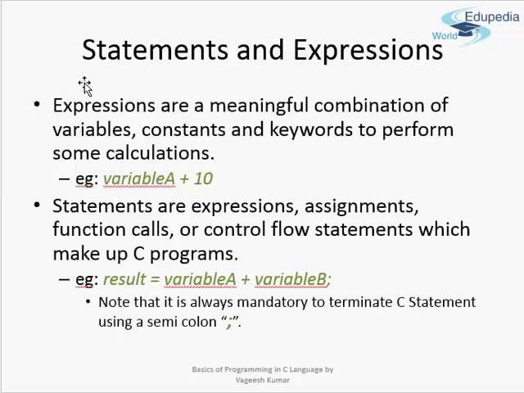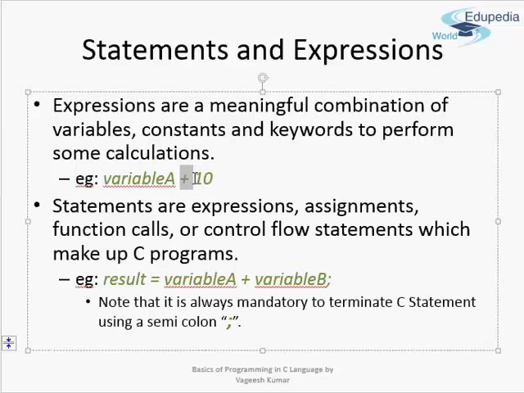Apart from variables and constants, there are statements and expressions. Expressions are meaningful combinations of variables, constants, and keywords to perform some calculations. So whenever you write a line in C language, when you are using the combination of variables, constants, and keywords to perform a calculation, it is known as an expression. Like variable a plus 10. This is a variable which you are using, this is an operator, which we will study in detail in our coming chapters, and this 10 is a constant. So this whole becomes an expression.